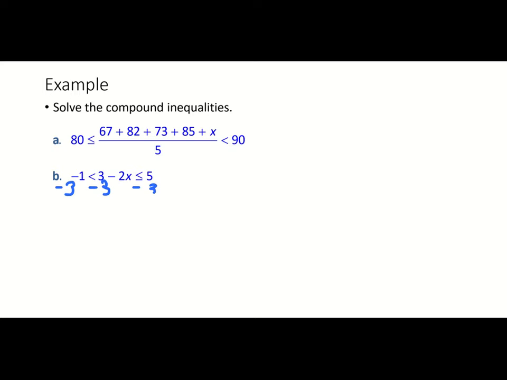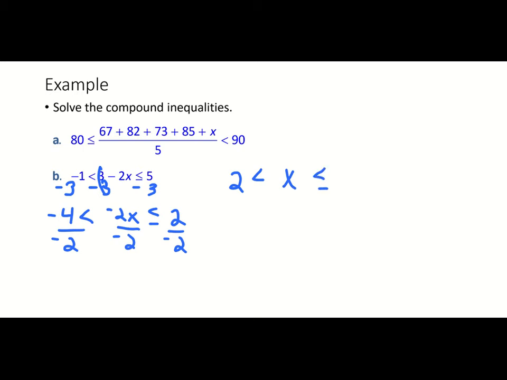So -1 minus 3 will give us -4. And that is going to be less than -2x, because my 3's will cancel, which is less than or equal to 2. And then the last thing I'll do is divide by -2. So now I'm going to have -4 divided by -2 is 2. So 2 is less than -2 divided by -2 is a positive x. And that is less than or equal to 2 divided by a -2 will give me a -1.